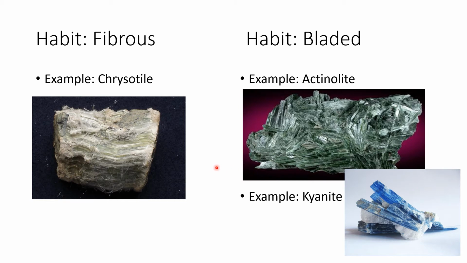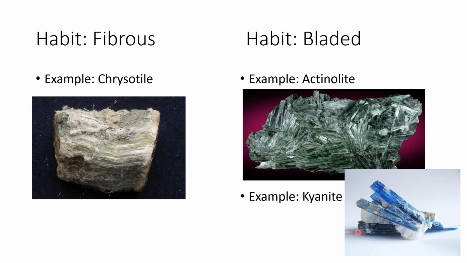So both chrysotile and actinolite are both forms of asbestos. But don't worry, if you get both of these as an example, they won't hurt you. Okay, there's another type of asbestos. Generally, it's the fibrous ones, but they need to be able to break into a powder. Okay, and then another example of bladed is kyanite, which is blue, and it makes these big, more tabular blades. And they're pretty neat.